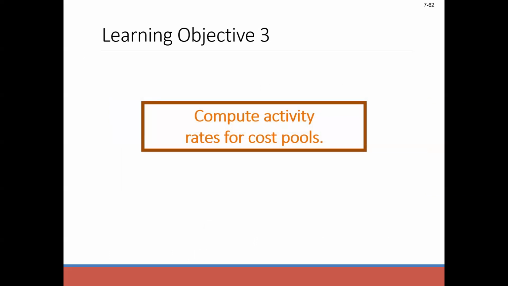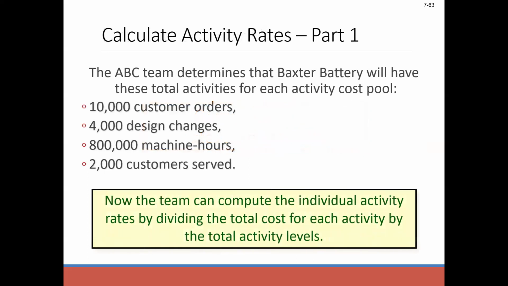How do we then compute activity rates for cost pools? The ABC team determines that Baxter Battery will have these total activities for each activity cost pool. We've got customer orders at 10,000, 4,000 design changes, 800,000 machine hours, and 2,000 customers served. So now the team can compute individual activity rates by dividing the total cost for each activity by these activity levels.